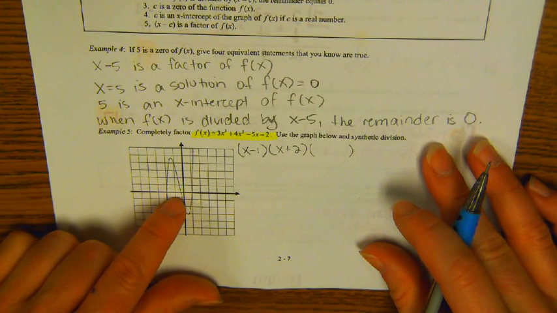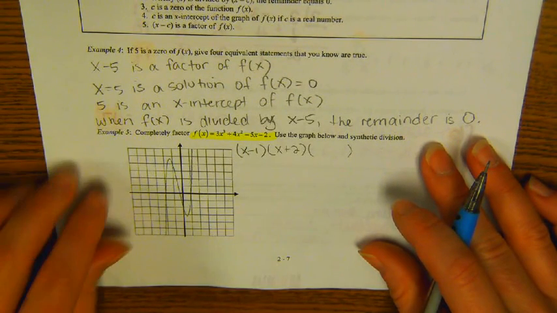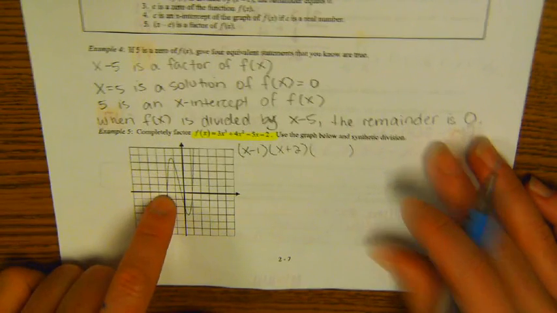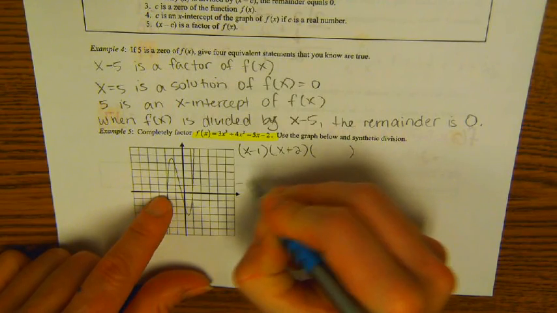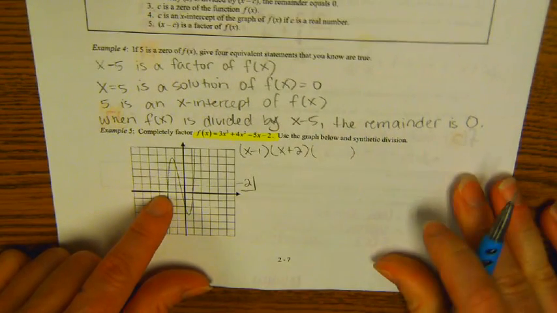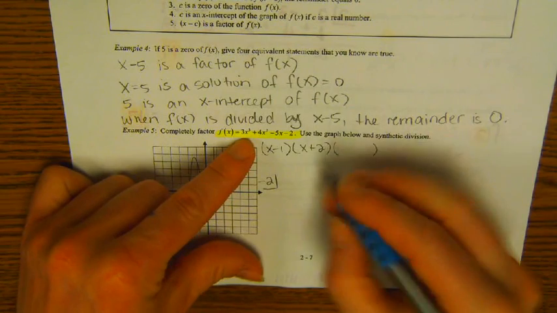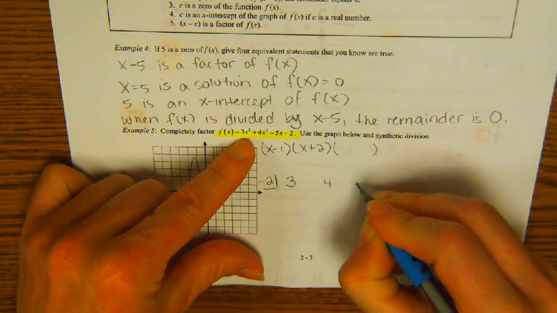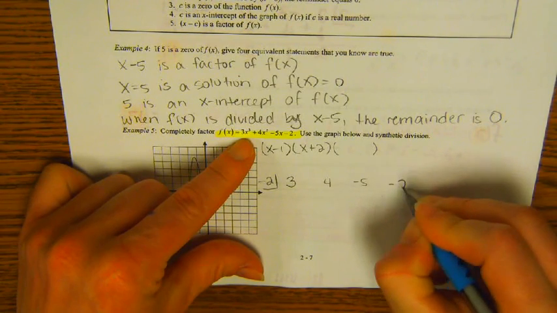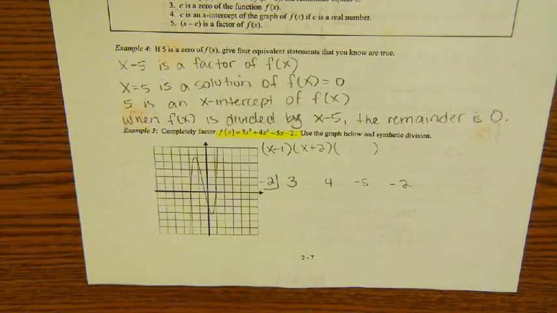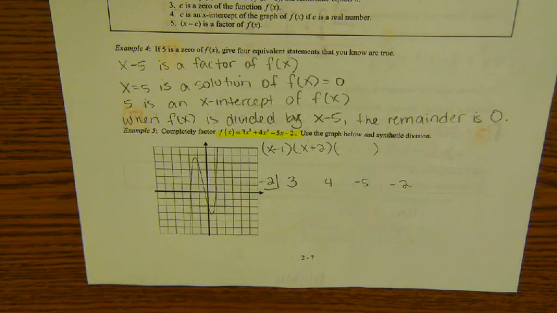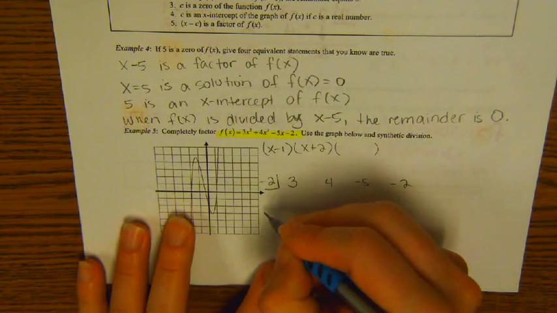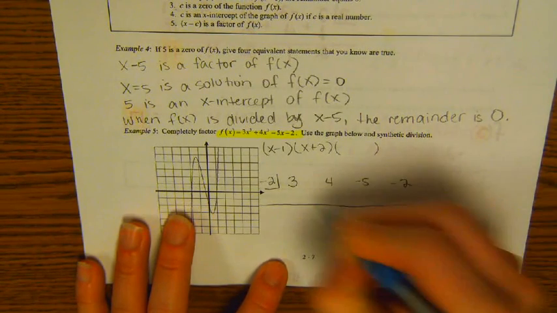Okay, so here's how we can use synthetic division to do this. We put the 0 in the box. So I'll start over here, and I'm going to put -2 in the box, and I'm going to put the coefficients. What should our remainder be if we're right? 0. 0, thank you. All right, let's do it.